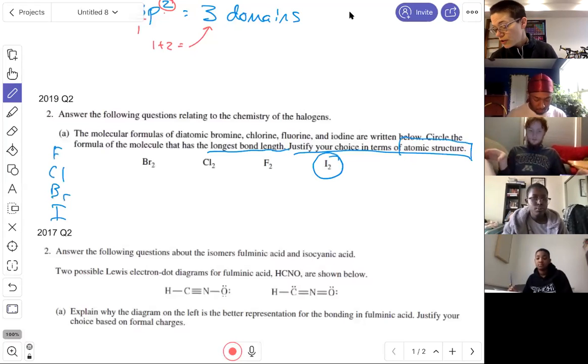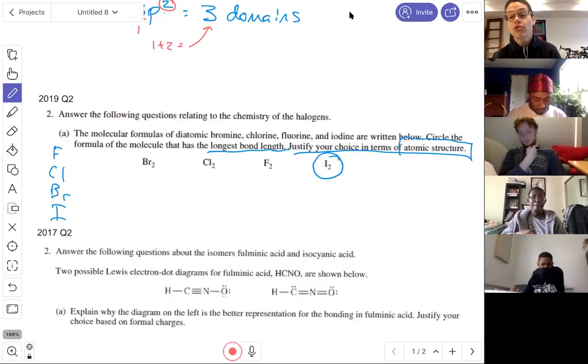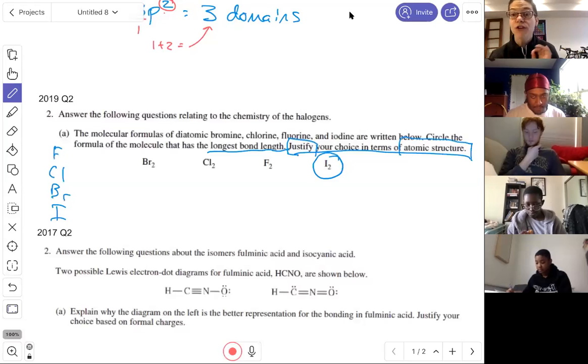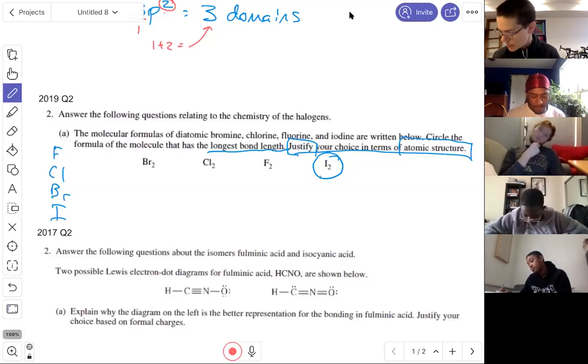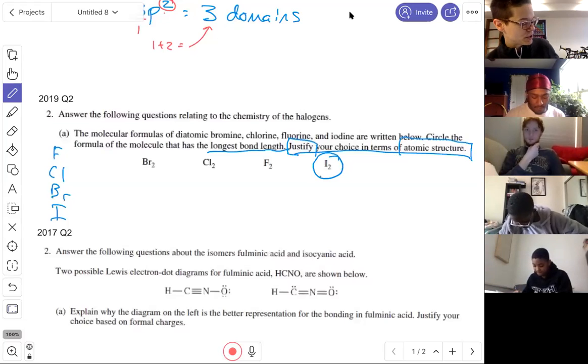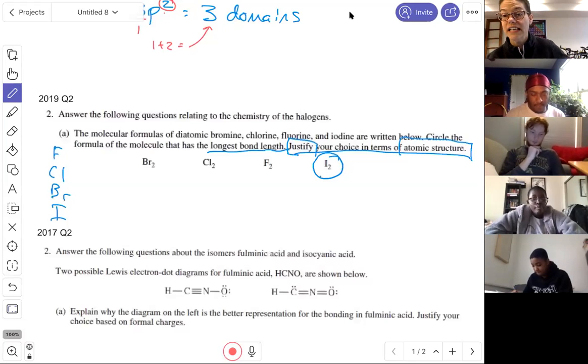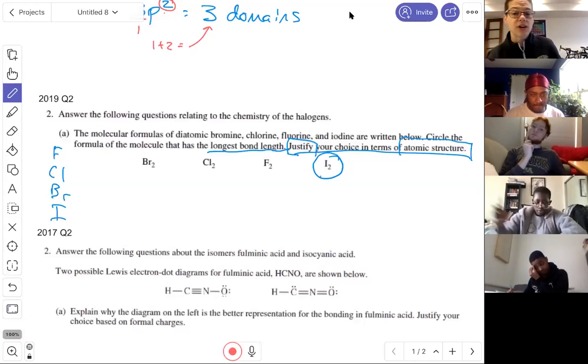And then you need to justify your choice in terms of atomic structure. And I will say, again, justify means that you don't get the point for iodine if your explanation is not good. It is different than explain. If they say explain your choice, then they would be giving you a point for the iodine and a point for the explanation. So that's the difference between justify and explain. So I want you to come up with good language because I have a feeling that since this is going to be more of a written sort of test, they're going to be a little bit pickier on the explanations.